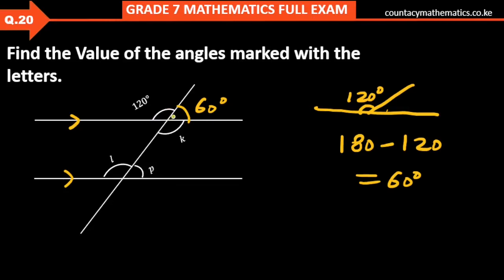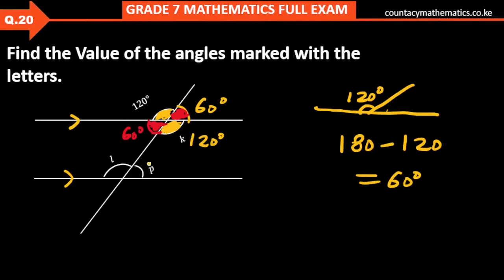So we have this angle here. This is 120. You see, angle K is vertically opposite this angle. Therefore, this angle here should be equivalent to this angle right there, because they are vertically opposite. Therefore, that should be 120 degrees. What about this one? This is 60 degrees. This angle should be equivalent to this angle that is here. It should be 60 degrees. Why? Because they are vertically opposite angles.